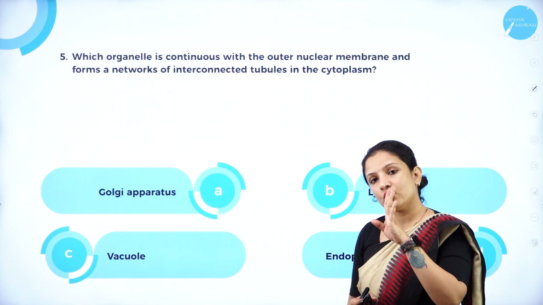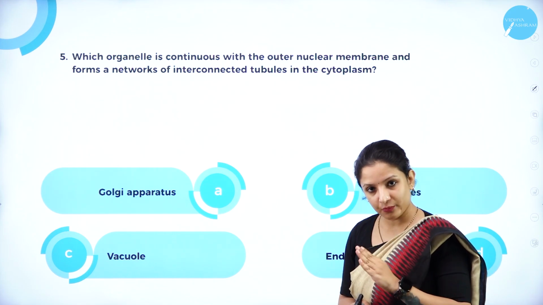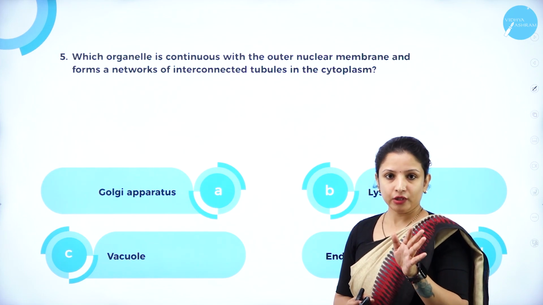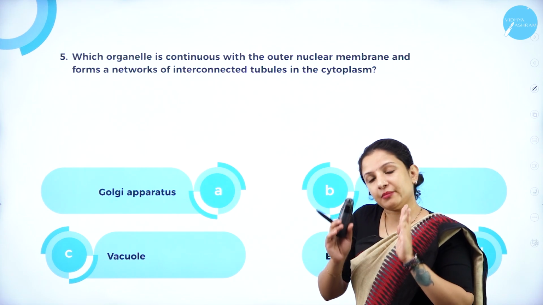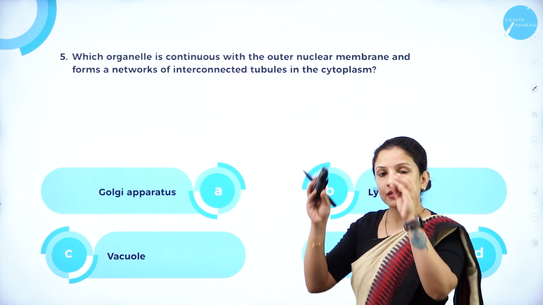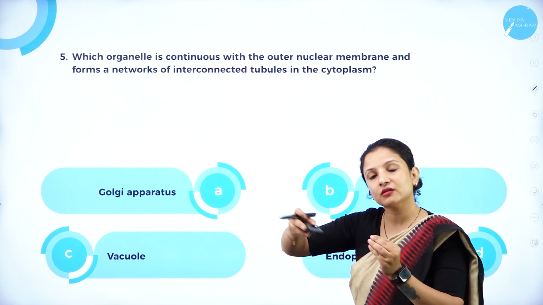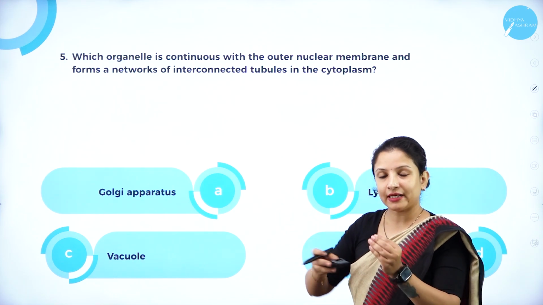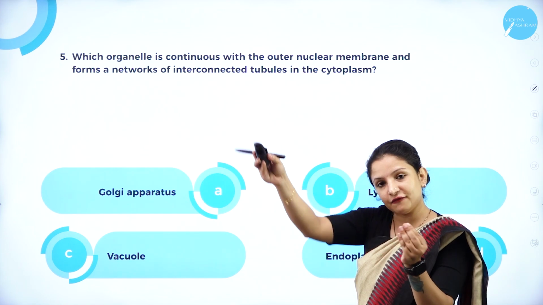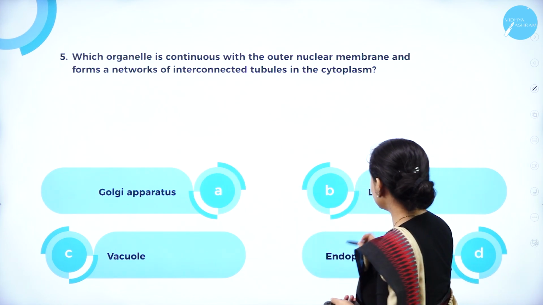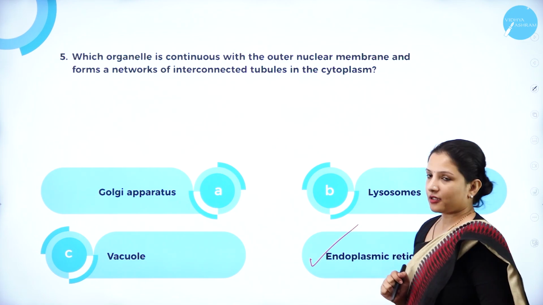Golgi apparatus, though it is also folded like the endoplasmic reticulum, is not continuous with the nuclear membrane. It remains as a separate organelle. But the endoplasmic reticulum continues. It forms a continuity with the membrane of the nucleus. That is, that membrane of the nucleus itself folds to form the endoplasmic reticulum. So therefore here the answer is endoplasmic reticulum.